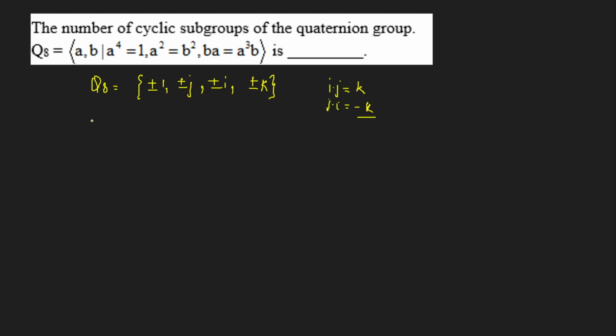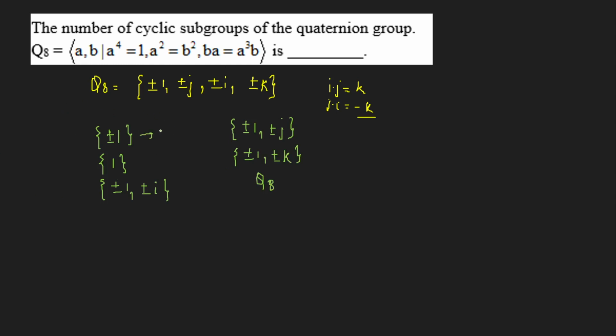So the subgroups of Q8 will be: {1}, the identity subgroup, and then we have {±1}, and {±1, ±i}. It will be a subgroup, and we have another subgroup which is {±1, ±j}, and this will be {±1, ±k}, and then later on we have Q8. So these are all the subgroups of Q8.